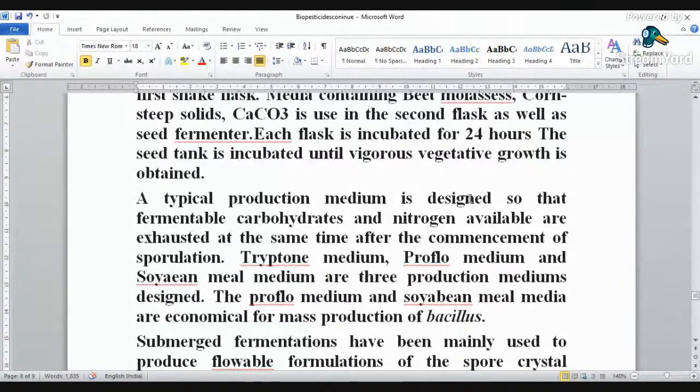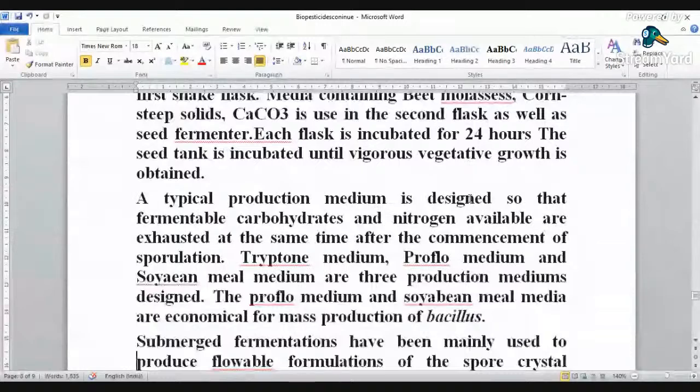So what to do? The typical fermentation medium is designed in such a way that it contains fermentable carbohydrates and nitrogen. They are available in the medium until the organism grows, the vegetative cells grow, and then these medium components get exhausted. They should be exhausted. Until when should they remain? As long as the organism grows, and when sporulation starts, after the commencement of sporulation, this carbohydrate and nitrogen should be exhausted from the medium. So how to design the medium? The medium is designed in such a way that its nutrients get exhausted when sporulation starts in the production medium.